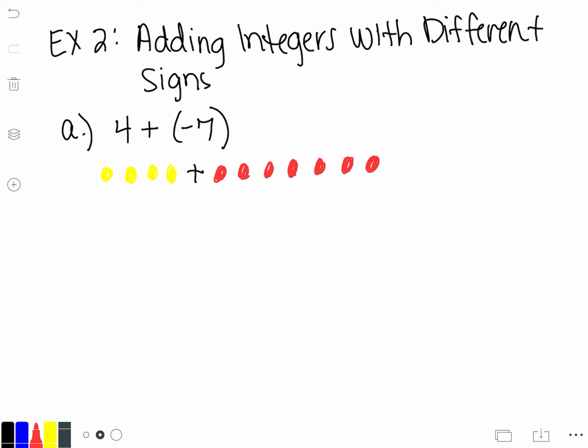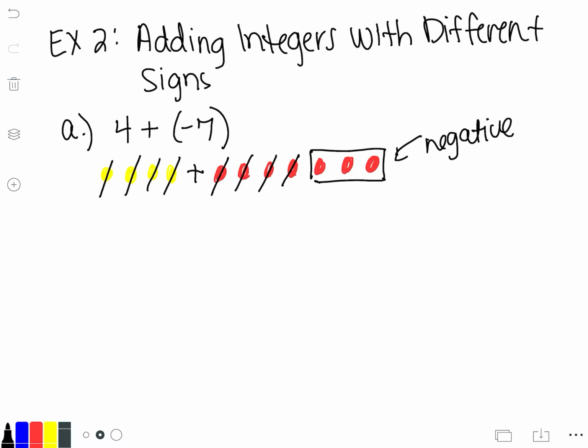Now, if you have a positive and a negative, they end up canceling out. It's like if you have $1 and I take $1 away from you, you have nothing. So this yellow would cancel with this red. This yellow would cancel with this red. This yellow would cancel with this red. And finally, this yellow would cancel with this red. So you're left with 3 reds. Remember, reds are negative. So your final answer for this problem is going to be a negative 3. There are 3 reds left over, negative 3.